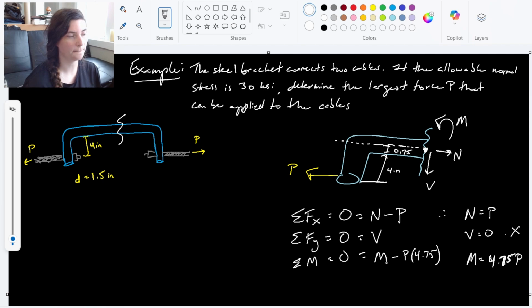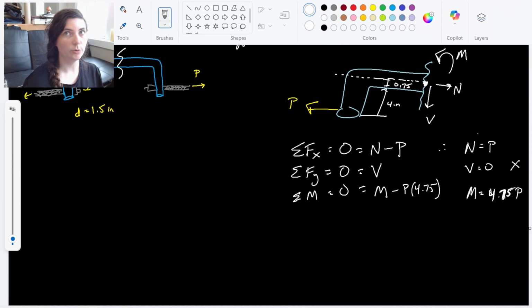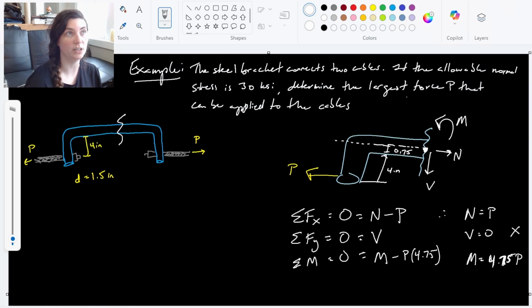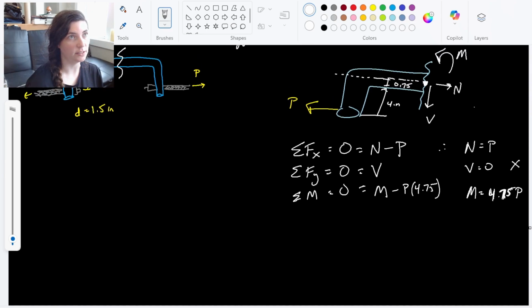4.75 P. Again, we took it at the center there because we know that's where the maximum occurs for our bending moment. All right, give myself a little bit more room here. And that's our first step. We found N, we found M, both in terms of P, right? Which was what we wanted because we want to determine the largest force P. So we've got the normal force and the moment in terms of P.